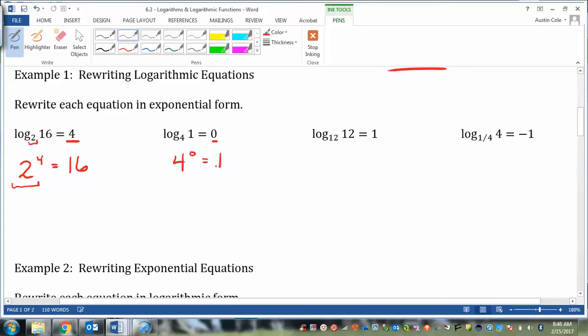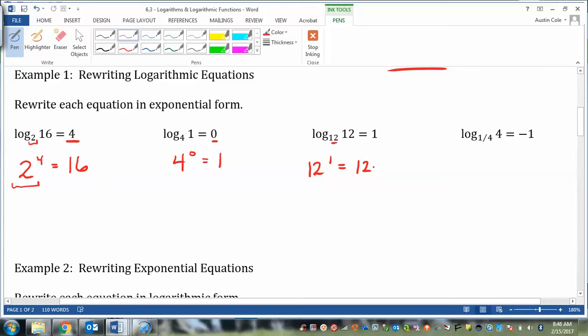Well, if I go back to this first example, is 2 to the 4th 16? Yes, it is. Is 4 to the 0 1? Yes, that's true. Anything to the 0 power is 1. All right, so again, here's my base. So 12 to the 1st power equals 12.